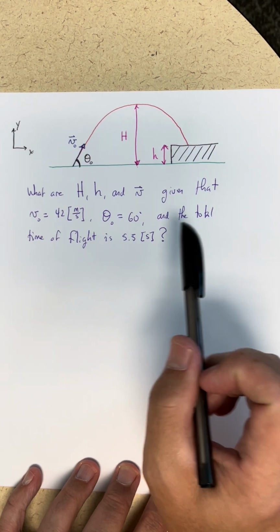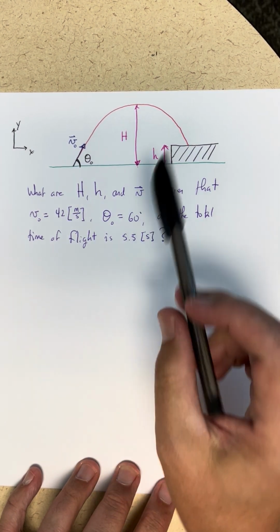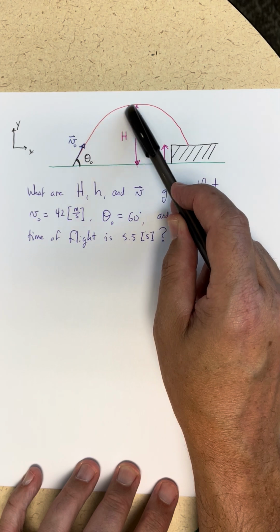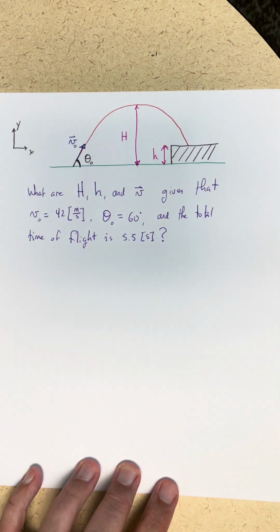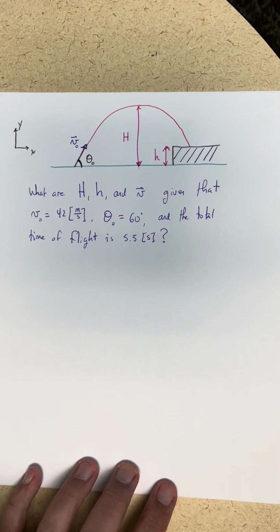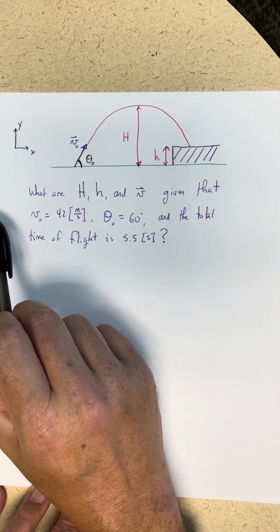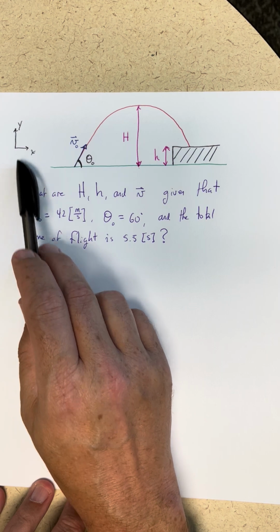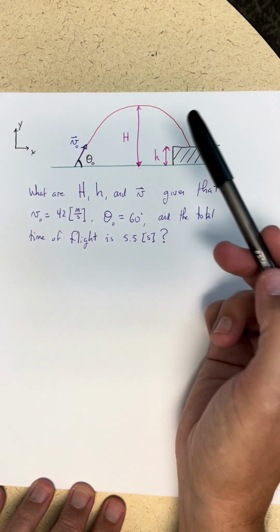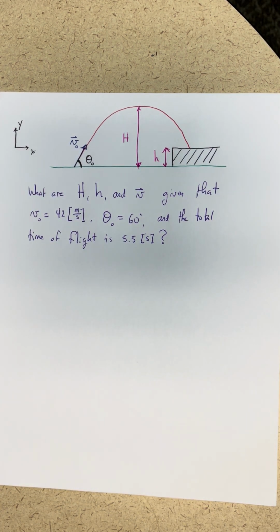And we're also told the total time of flight, so the total time that the projectile is in the air, is 5.5 seconds. We have no other reason to pick coordinates besides coordinates where x goes to the right and y goes up. And we can assume free fall, so this is just a projectile motion problem.